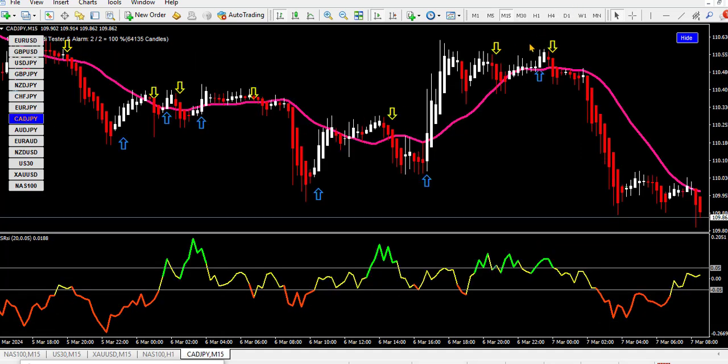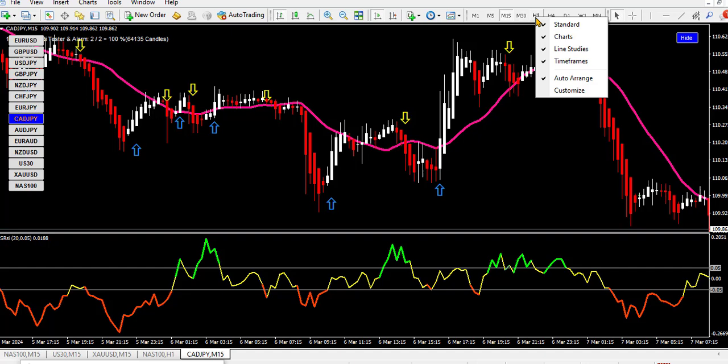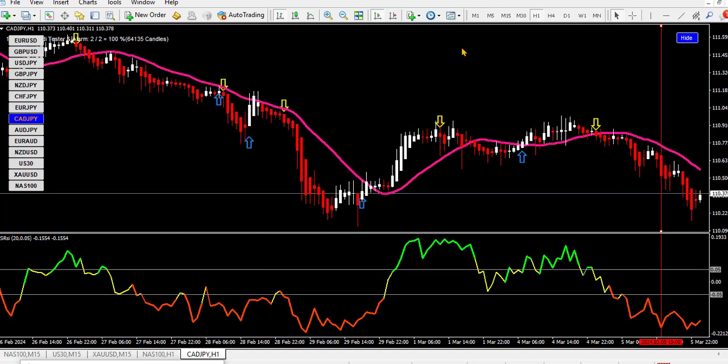Here it is on the Canadian Japanese yen. See, we have the same methodology. Here it is. We have confirmation here at this particular point for a sell. For a buy, we have all the indicators in agreement at this particular point. For a sell, we have all the indicators in agreement at this particular point.